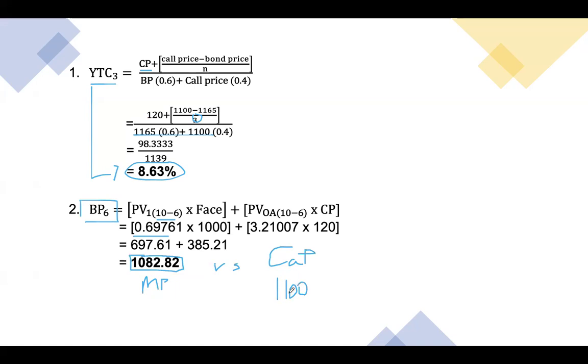So if you are the issuer, of course, it is disadvantageous on your part to pay 1,100 and receive 1,082. So if the market price is less than the call price, do not redeem. If the market price is greater than the call price, then you have to expect a redemption or call, exercise of call provision.